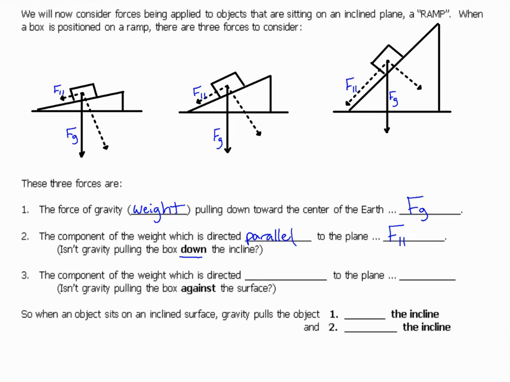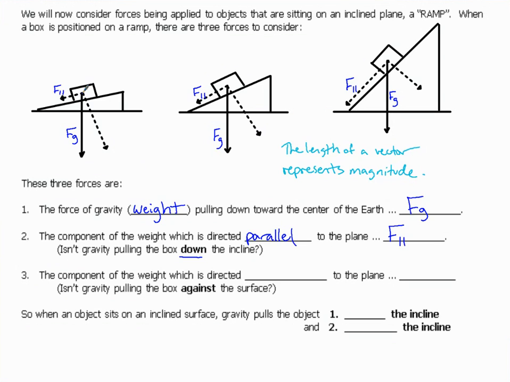Remember, the length of the vector indicates magnitude. We'll even write that down. The length of a vector represents magnitude. So we have three ramps here. In the first ramp, which is not very steep, the force parallel is pulling it down the ramp to a small degree.